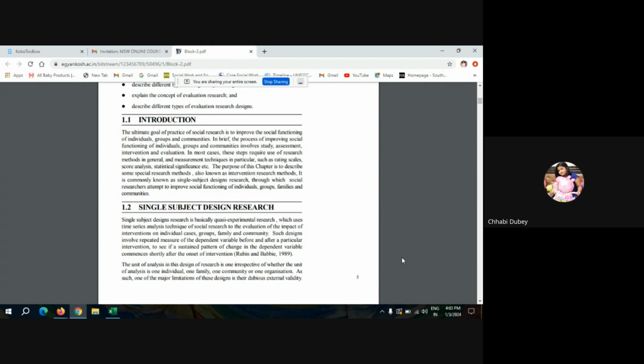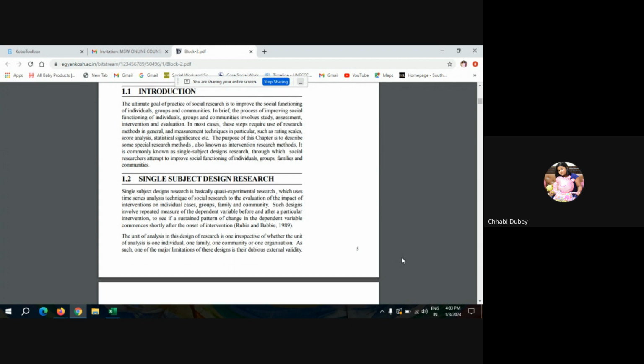and whatever inferences or new knowledge is created out of the research can be used to enrich the practice of social work and improve the effectiveness of social work methods. Now, here the first type is what is known as a single subject design research.